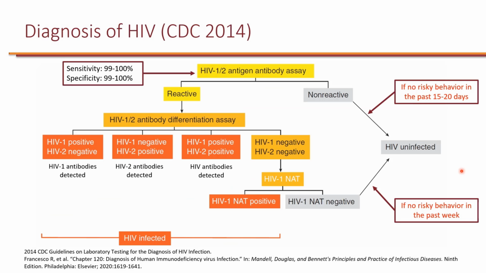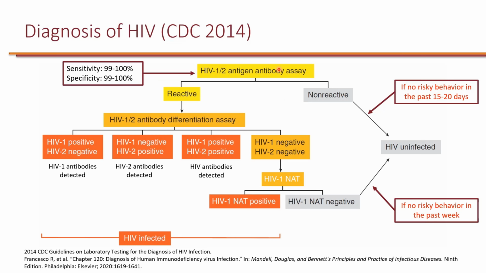Let's take a look at diagnosis of HIV. These are the recommendations from the 2014 CDC guidelines. Since 2014, it's been recommended to use an assay that's a combination of antigen and antibody, for both HIV-1 and HIV-2. If this is non-reactive, assuming that the patient has not had risky behavior in the previous 15 to 20 days, then we can confidently conclude that the patient does not have HIV. This test has a very high sensitivity and specificity.